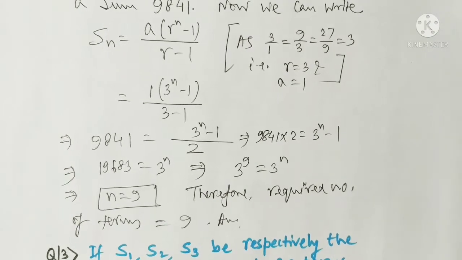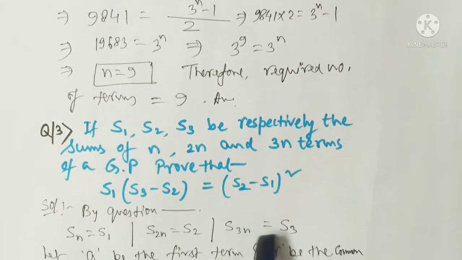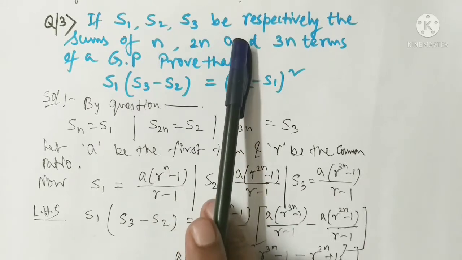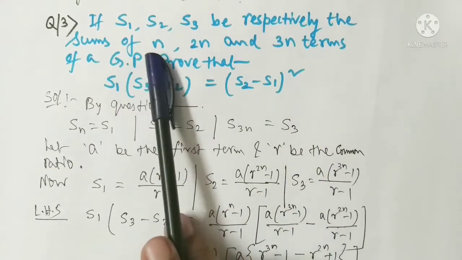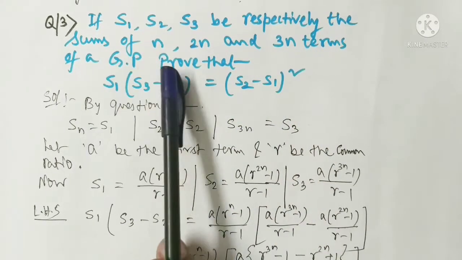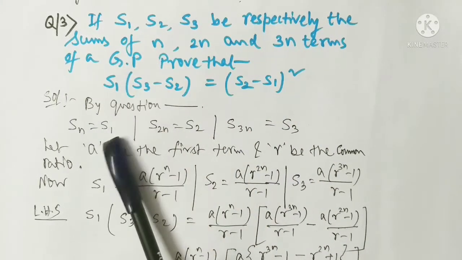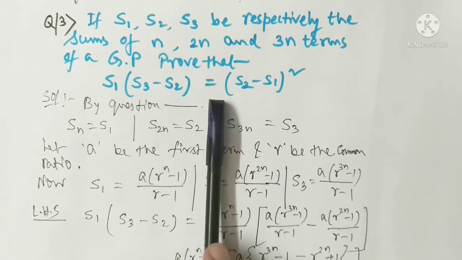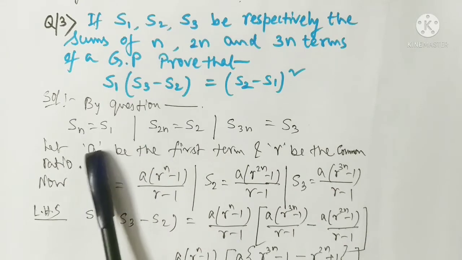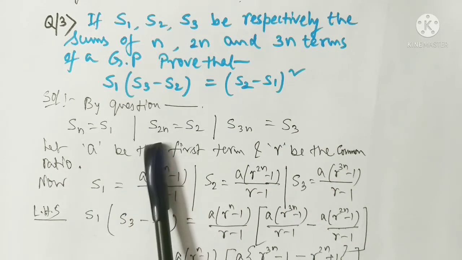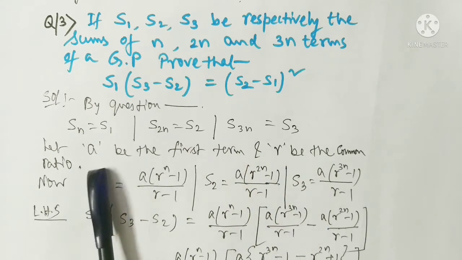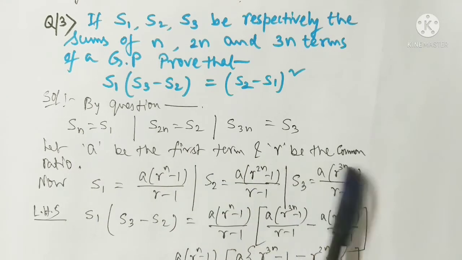In favor of the sum formula: if S1, S2, S3 be respectively the sums of n, 2n and 3n terms of a GP, prove that S1 (S3 minus S2) equals (S2 minus S1) whole square. By the question, Sn equals S1, S2n equals S2, S3n equals S3. Let A be the first term and r be the common ratio.